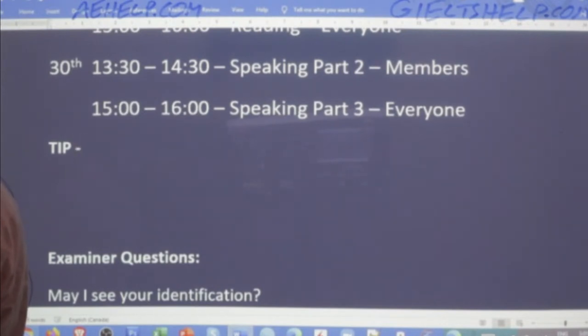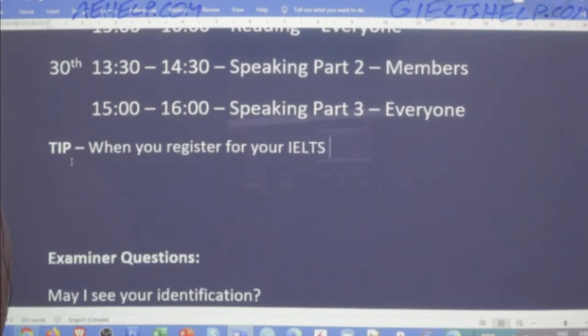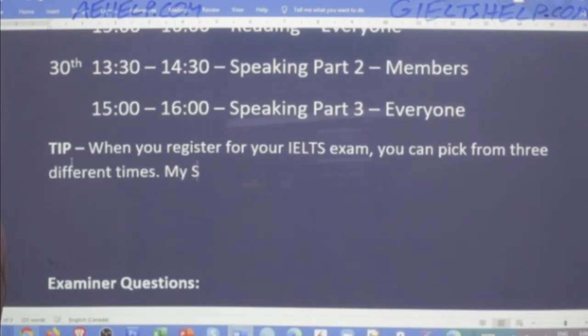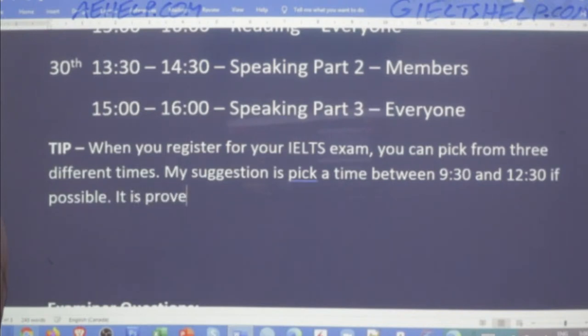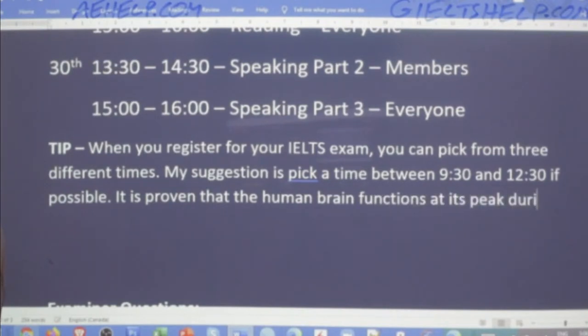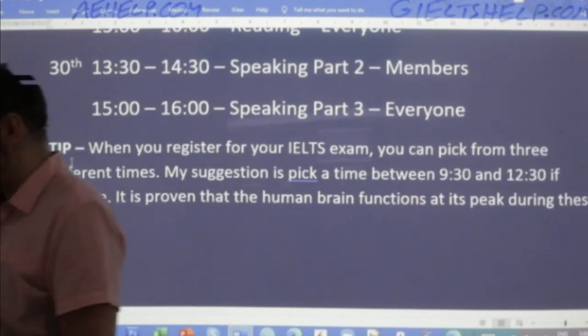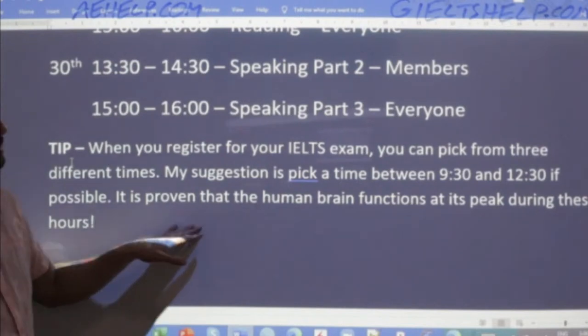When you register for your IELTS exam, and maybe many of you know this already, you can pick from three different times. My suggestion is pick a time between 9:30 and 12:30 if possible. It is proven that the human brain functions at its peak during these hours. Okay, so if you have the chance, pick a time between 9:30 and 12:30.